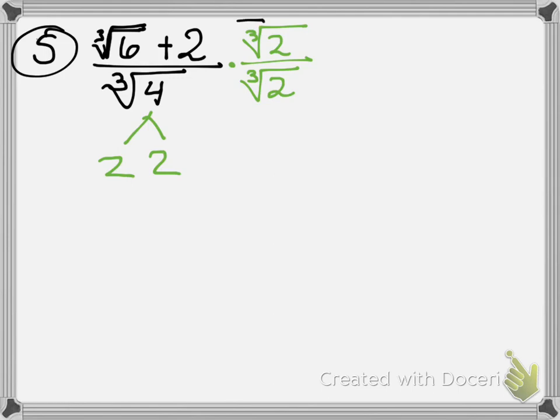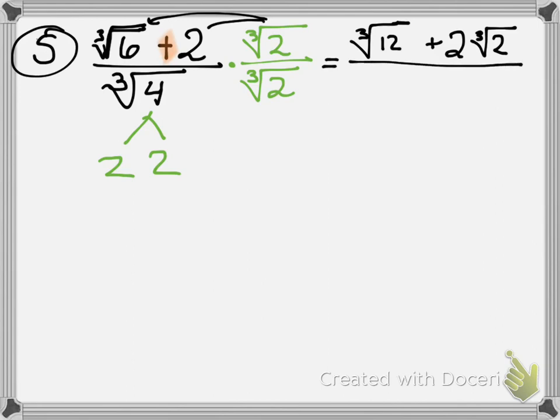So in my numerator, I am going to distribute it to both parts because there is a separation of an operation of either addition or subtraction. So the third root of, what is 6 times 2? 12 plus 2 times the third root of 2. I multiply that positive 2 times the third root of 2. In my denominator, I have the third root of 8.